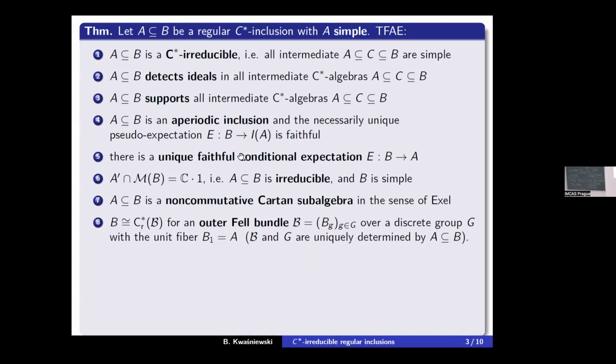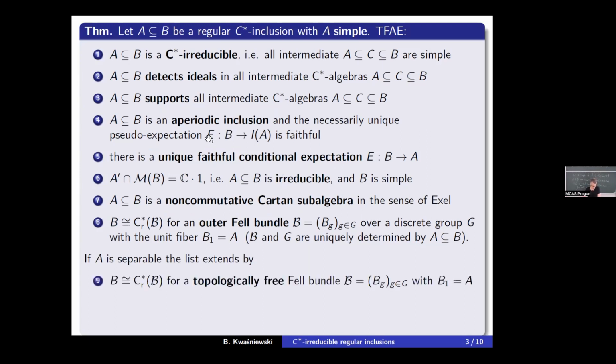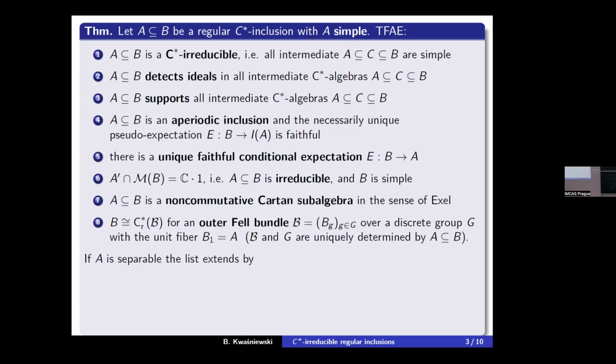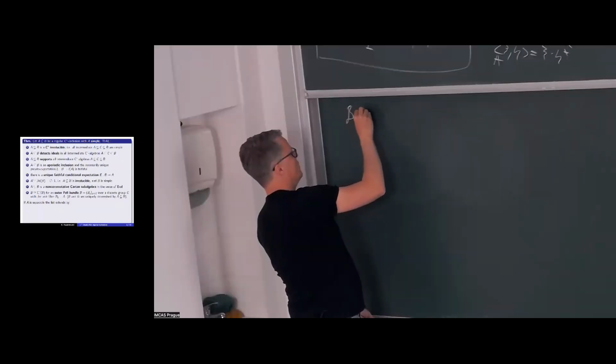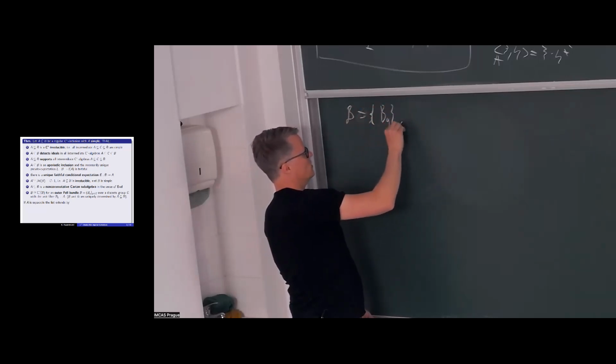Once you assume regularity, irreducible inclusions are only those here. And once you assume other conditions like separability of A, then you can assume outerness. I didn't say what outer is here. For an automorphism, outer means that this automorphism is not given by a unitary, and B_G is outer. Here, the Fell bundle is outer, meaning the collection of these spaces is outer.